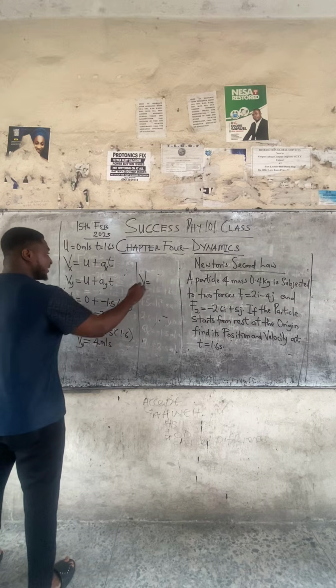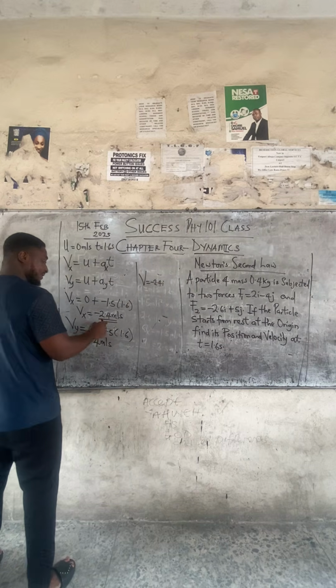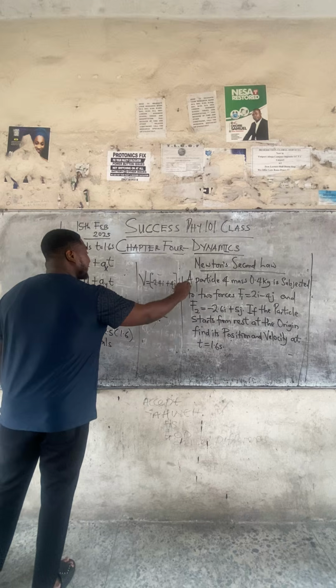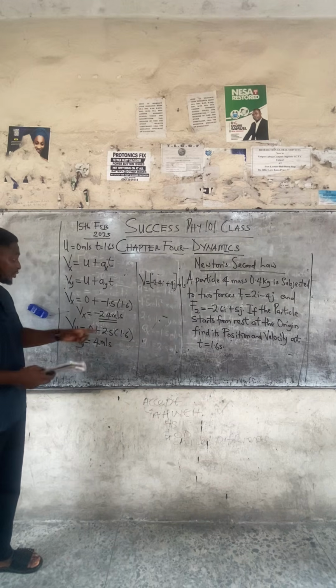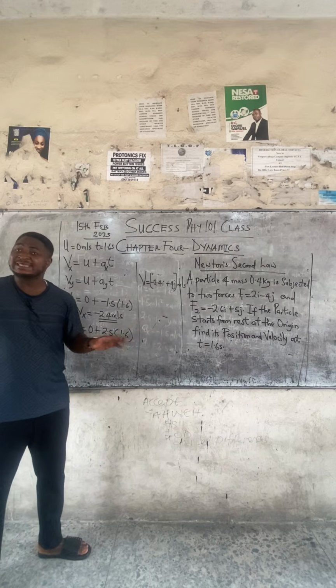What is the one on the x-axis? Minus 2.4i, because x represents the i, right? Plus 4j. If I want to write it back in vector form, because the question started in vector form, right? Meter per second. This is the velocity of this body in vector form. Minus 2.4i plus 4j.